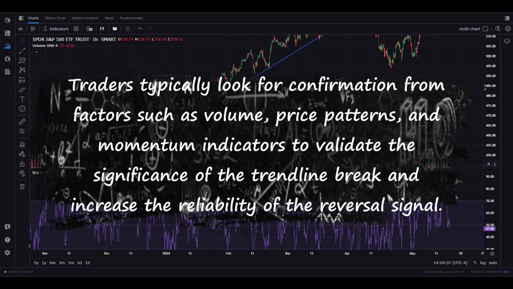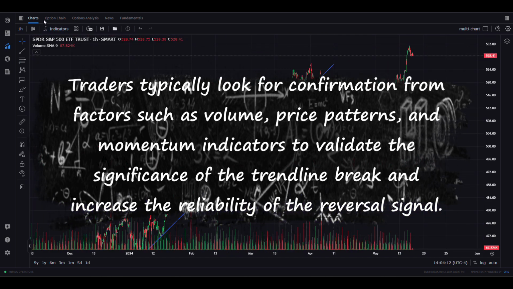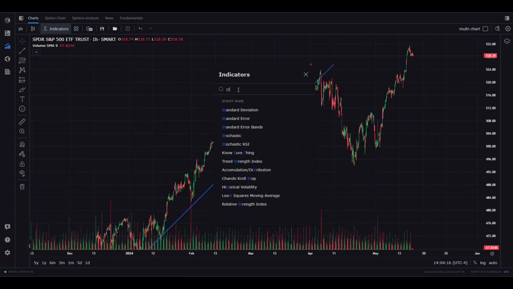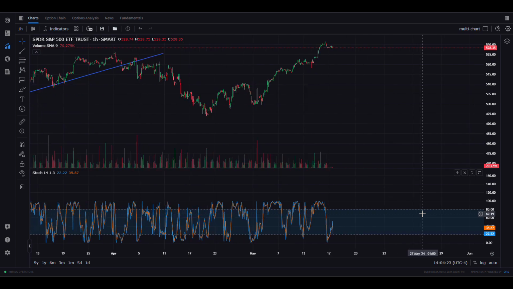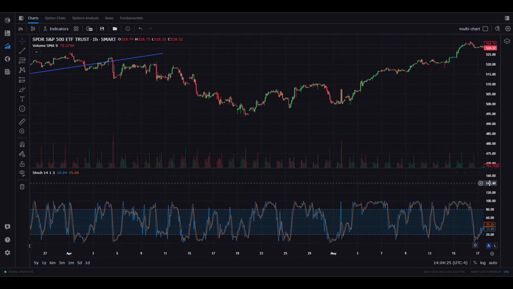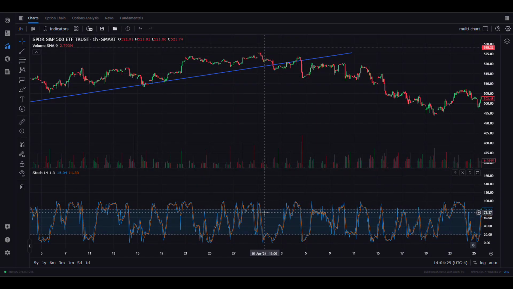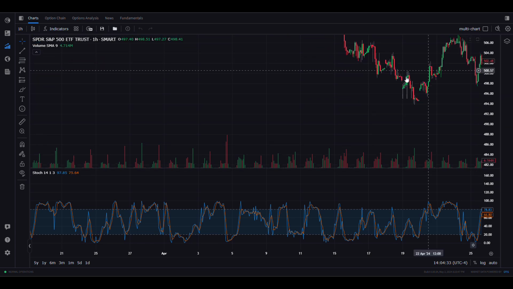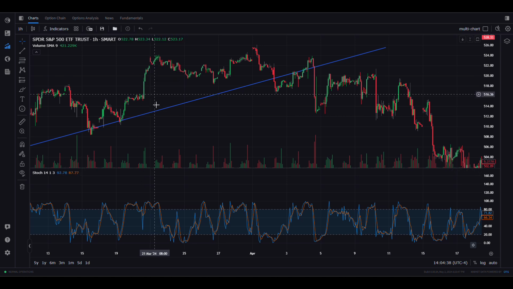When a trendline breakout or breakdown signals a potential trend reversal, traders have the opportunity to adjust their positions accordingly. For instance, if a bearish reversal is signaled by a breakdown below an uptrend line, traders holding long positions may consider closing their positions or even entering short positions to profit from the expected downward movement. Conversely, if a bullish reversal is signaled by a breakout above a downtrend line, traders may look to enter long positions to capitalize on the anticipated upward movement.